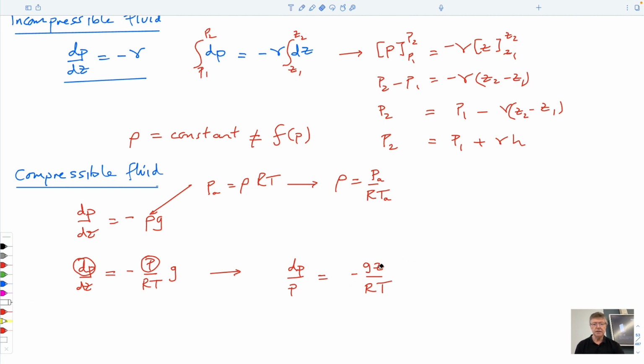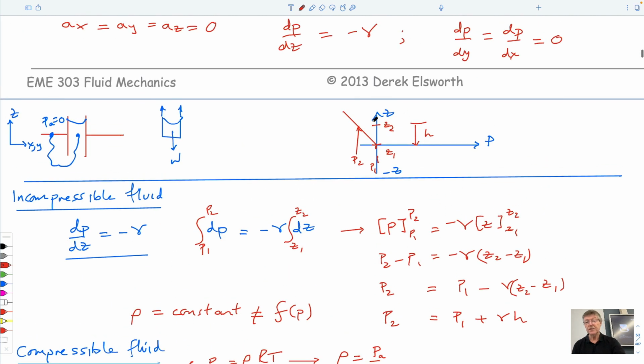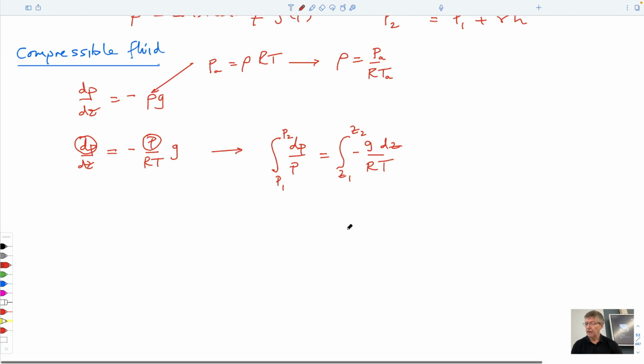Of course, it's not just Z, it's dZ, right? And we can do exactly the same. P1, P2, Z1, Z2 for this diagram. And if we do that, we end up with log P, P1, P2 equals G over RT times Z, Z2, Z1, hopefully.